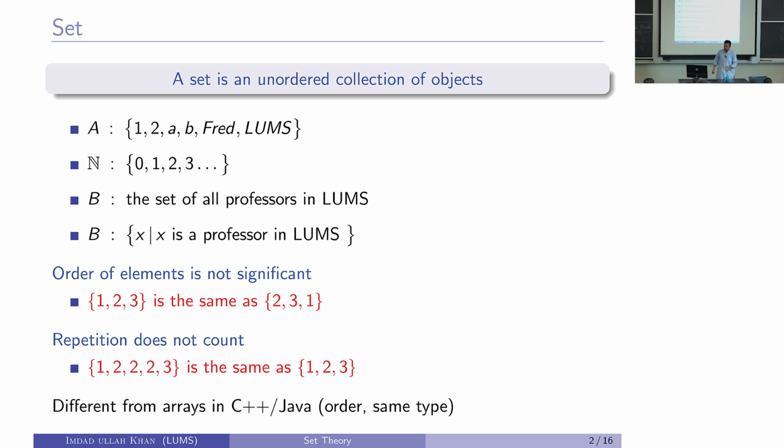Yes? Does the repetition not qualify to be a set, or is it a set? No, it is a set. It is a set. So I didn't say it is not a set. I said this set is the same as this set, right?